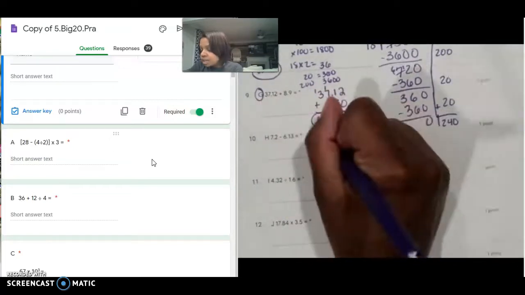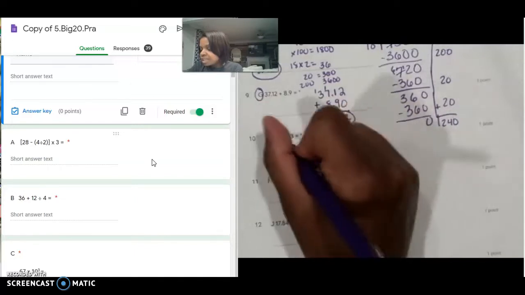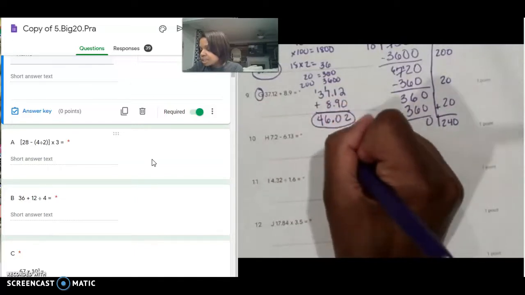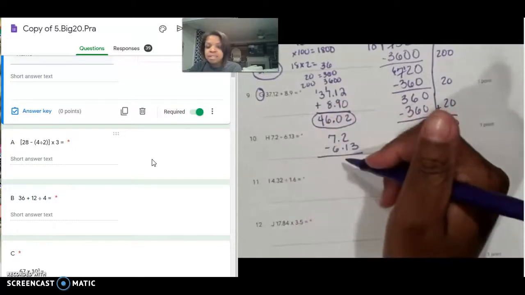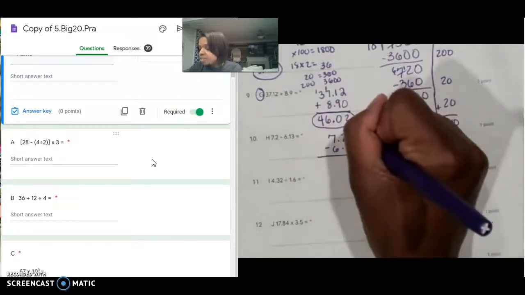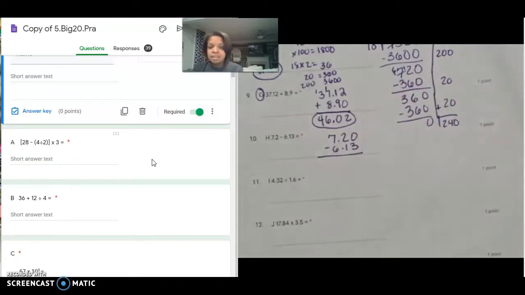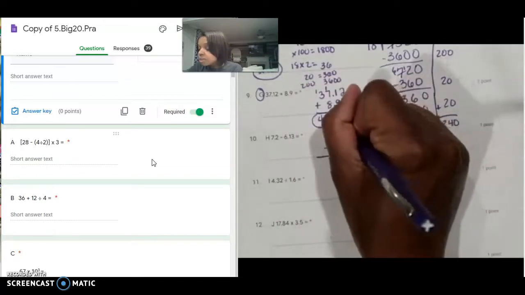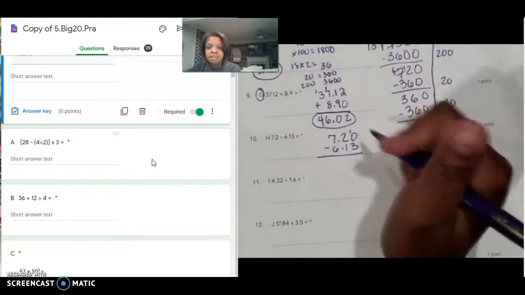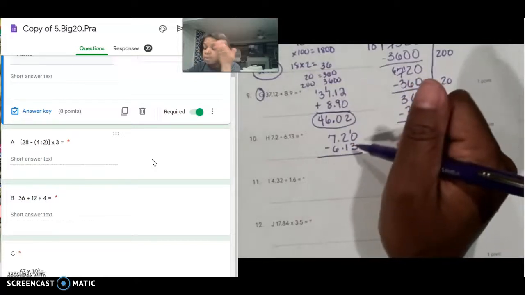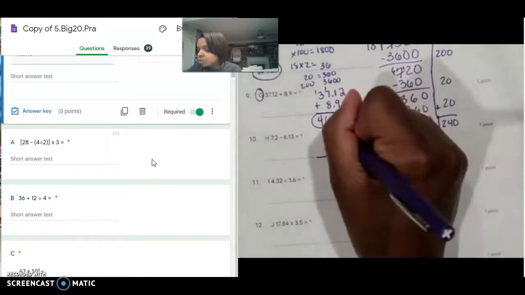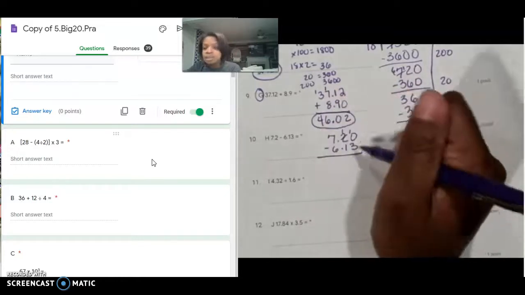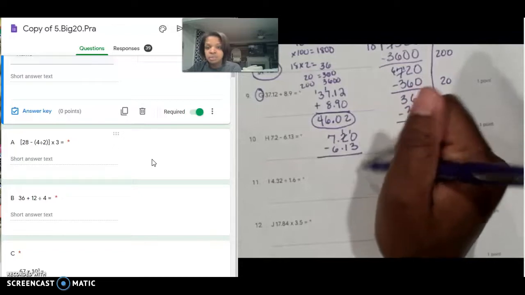Letter H. I have 7 and 2 tenths, and I'm going to take the difference of 6 and 13 hundredths. Okay, so again, I'll line up my decimals. And I notice that I do have a place that I need to annex a 0. This place is extremely important because if I don't use that 0, I'm going to get it wrong, and I'm going to assume that this is 3 here. As you can see, I have to regroup, so that regrouping is going to change what this answer would be.